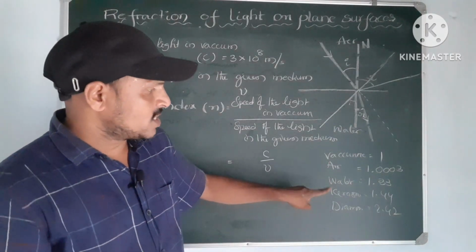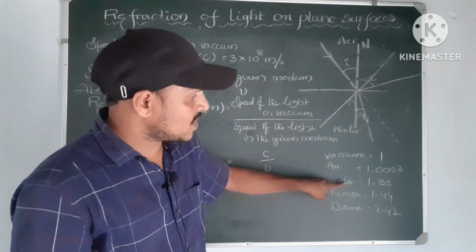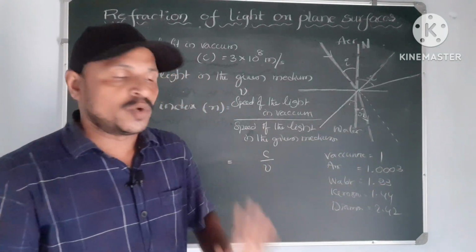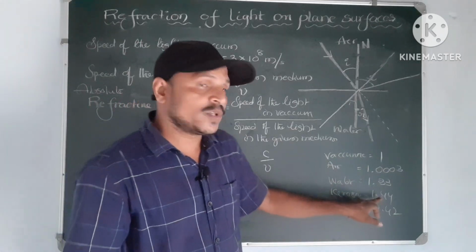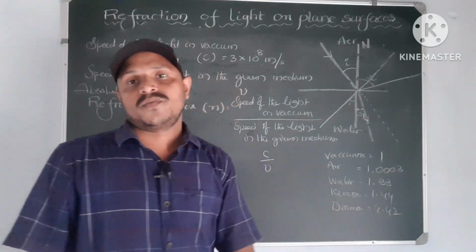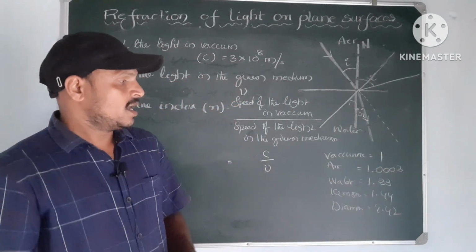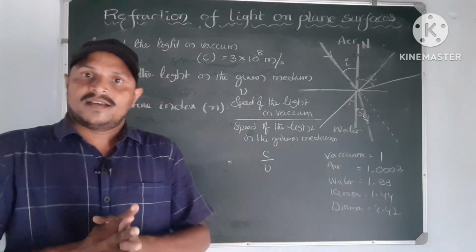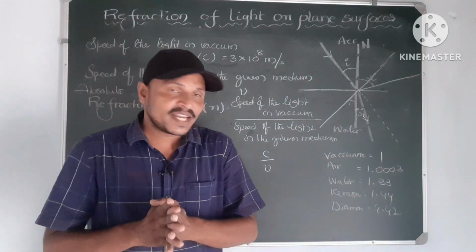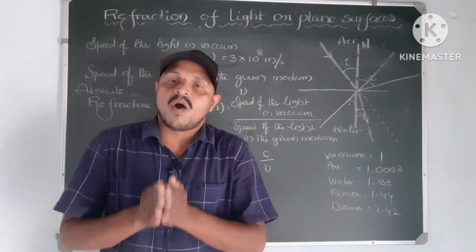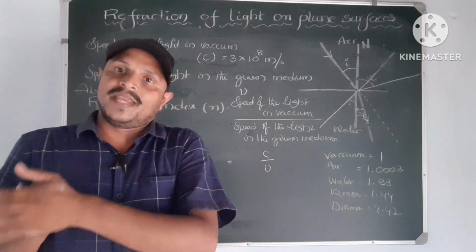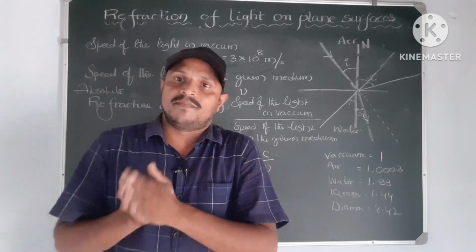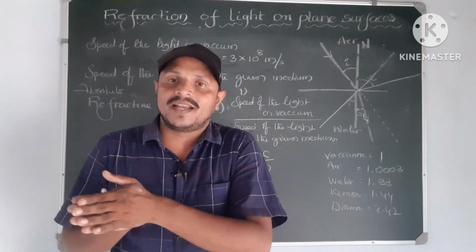So the refractive indices of some media are given here. Just observe the refractive index of water: 1.33, that's enough. There are no units. The refractive index of kerosene is 1.44. Here remember one thing: the refractive index depends upon the optical density of the medium. Optical density, not mass density. Mass density is different from optical density.